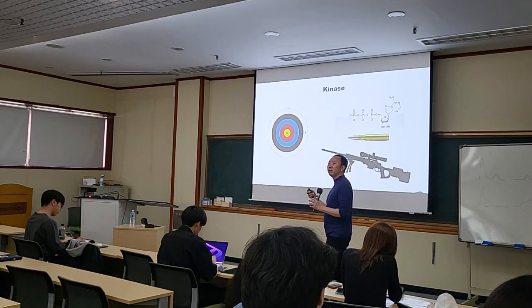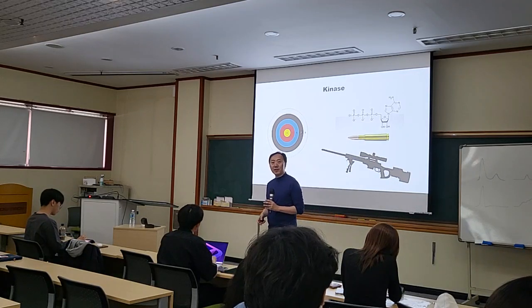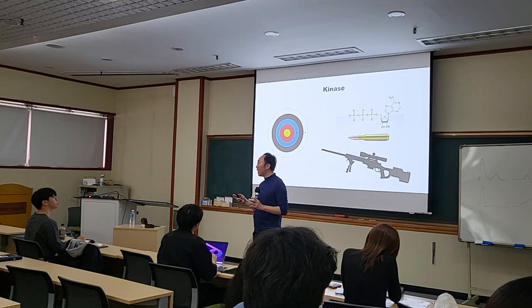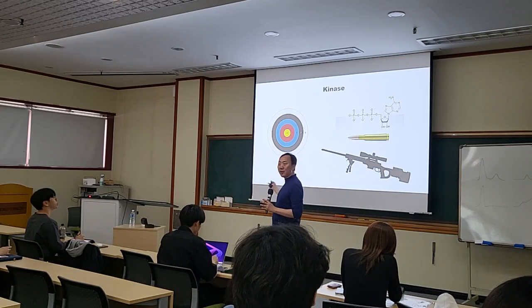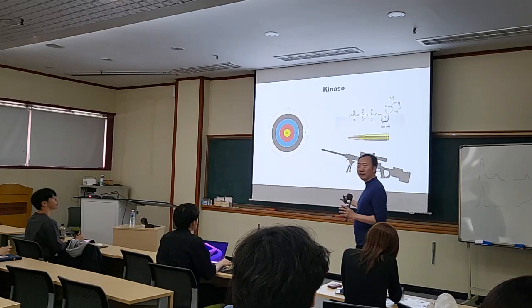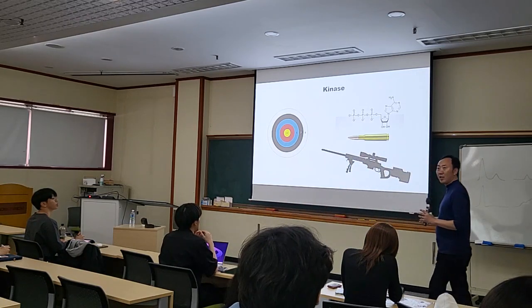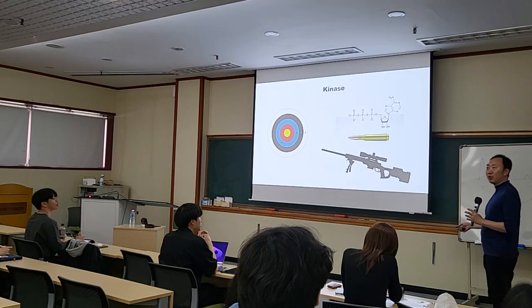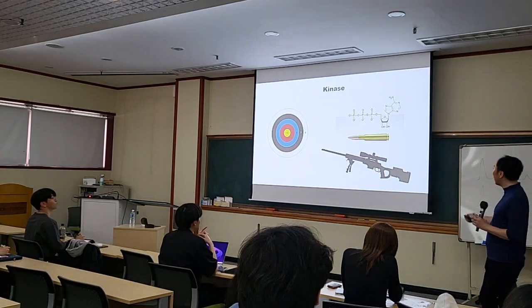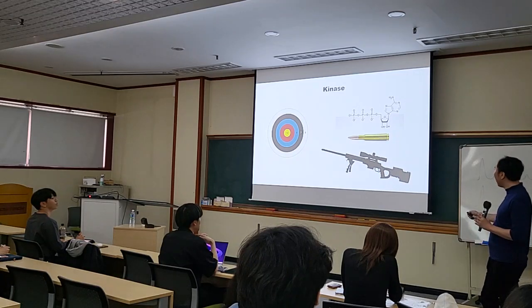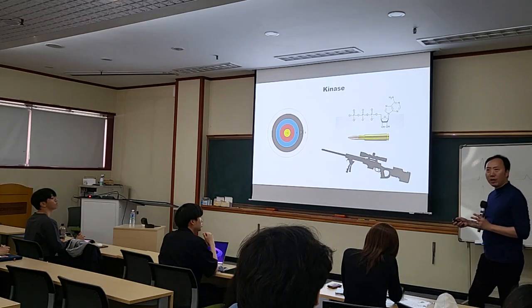Now, if you want to design a kinase function blocker, a kinase inhibitor, how can you do it? If this is the system, you have the gun, and you have the target, and this is the regular function, and you don't want to let this gun shoot this target, transferring the gamma phosphate of ATP to the target. What can you do?